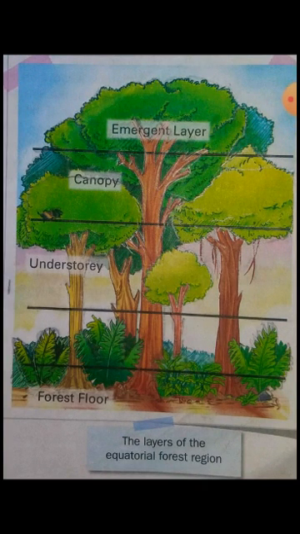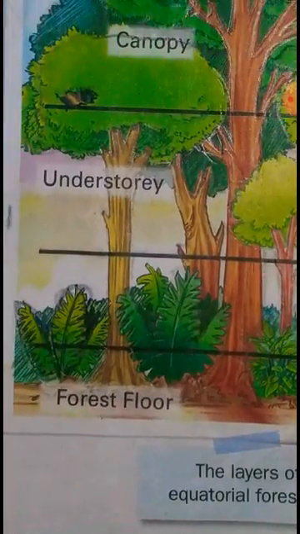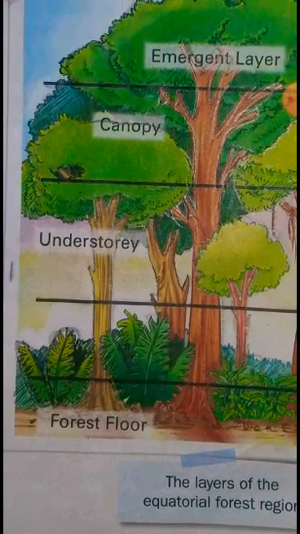A typical feature of this region is that the forests have several layers. The lower layer is the forest floor. This layer usually has decomposed leaves and fruits that have fallen from the upper layers. As there is very little sunlight here, the growth of plants is poor.